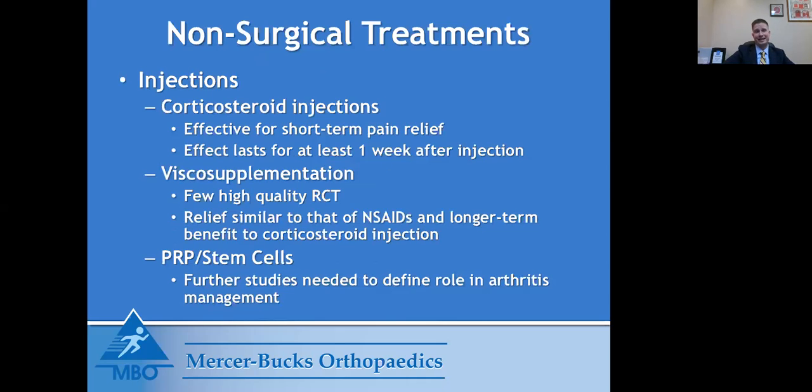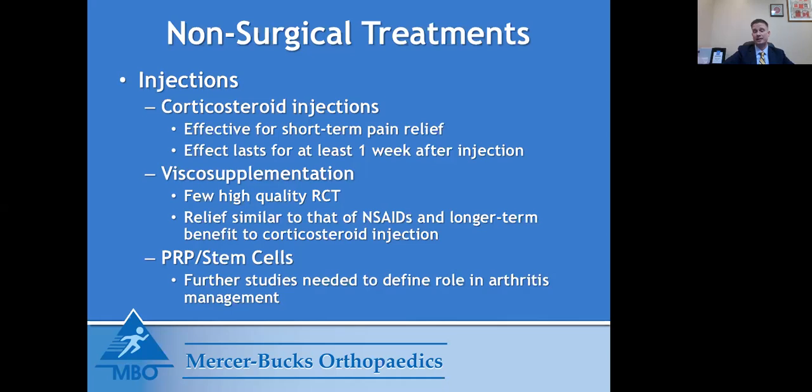And finally, injections. This is also one of the most common procedures that we do in the office. A corticosteroid injection, or a cortisone shot, can be very effective for short-term pain relief. Studies have shown that the effects last for at least 1 week. Commonly, we see patients report anywhere from 8 to 10 weeks of good pain relief. They are repeatable, meaning they can be done as frequently as every 3 to 4 months.